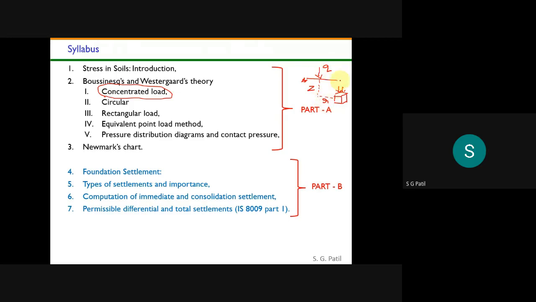If you want to find out the delta sigma z, then you should apply this Boussinesq equation. If you apply this equation, then we can find out the stress increase at any point below the loaded area. That loaded area in the last class was a point load. If any concentrated load or point load is applied, we discussed how to find it out. In today's class I am planning to discuss if it is a circular load.